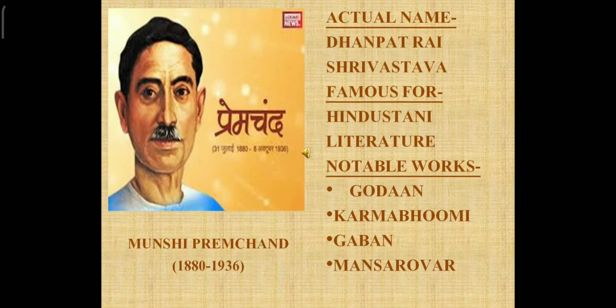So Munshi Premchand was famous for Hindustani literature. Whatever is written in Hindi is a part of the Hindustani literature, mostly literature of North India. Some of his notable works are Godan, Karma Bhumi, Gaban, and Mansarovar. If you get time, you can read these. If you're unable to read Hindi, you can also read translations of this. You will thoroughly enjoy his works.